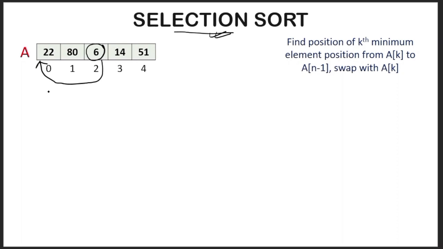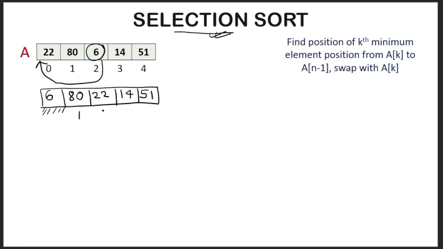So here, after the first pass, you are going to have 6, 80 and 22, 14 and 51 in your array. This is how the elements are placed. Now this element is sorted. From the remaining unsorted part, selection sort works in the next pass.